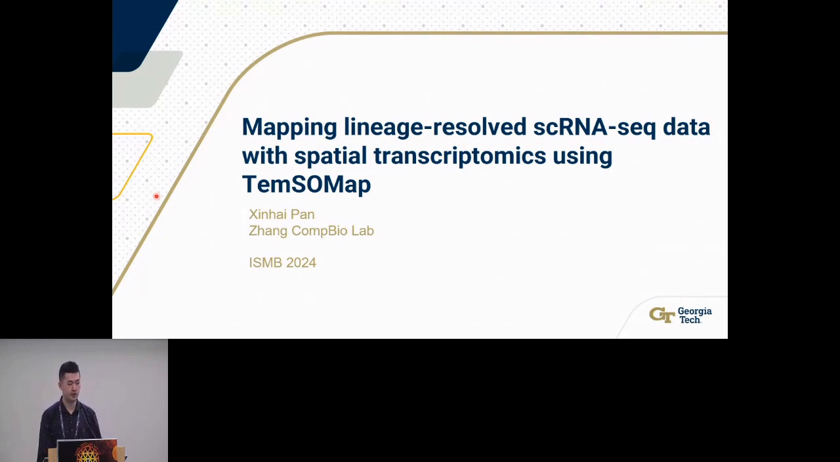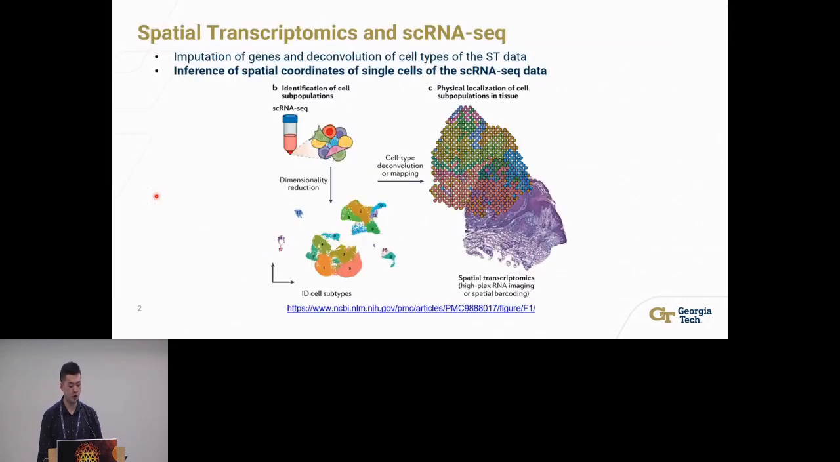So spatial transcriptomics data, as we are already very familiar, is able to visualize gene expression in the context of a tissue. However, depending on the technology we're using, a lot of the spatial transcriptomics data suffer from the limitation of either gene throughput or the resolution of the space. So people came up with the solution to introduce additional single-cell RNA-seq data to either impute the missing genes or deconvolute the cell types of the ST data.